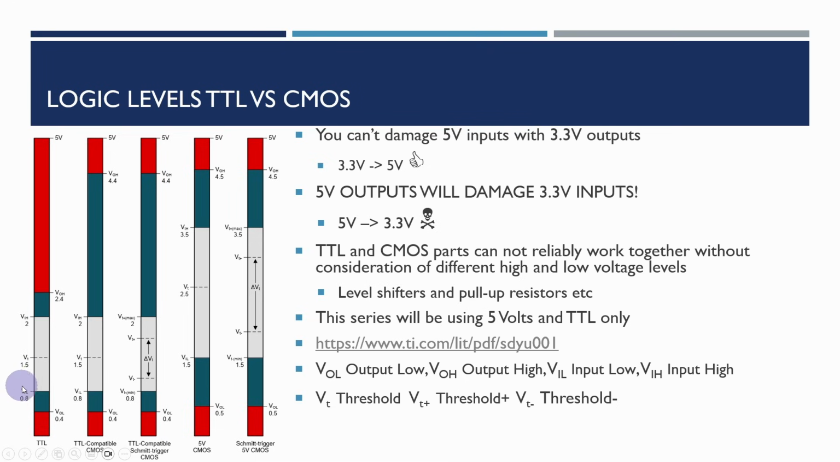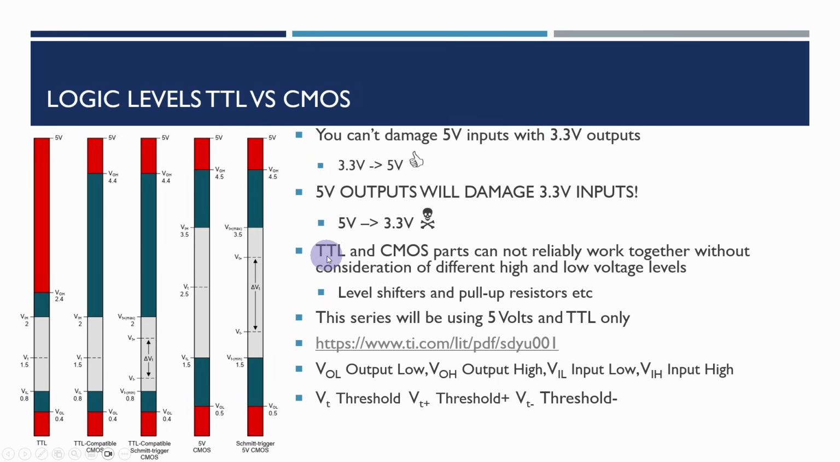So this is a diagram that's come out of that Logic Families document from Texas Instruments, really just summarising the voltage levels. You generally can't damage a 5 volt chip with 3.3 volt outputs. So 3.3 volts going to 5 volts, okay. But feeding outputs from 5 volt parts will damage 3.3 volt inputs. So if you send 5 volts to a 3.3 volt part without some sort of level shifter in the middle, you may very well damage the part.